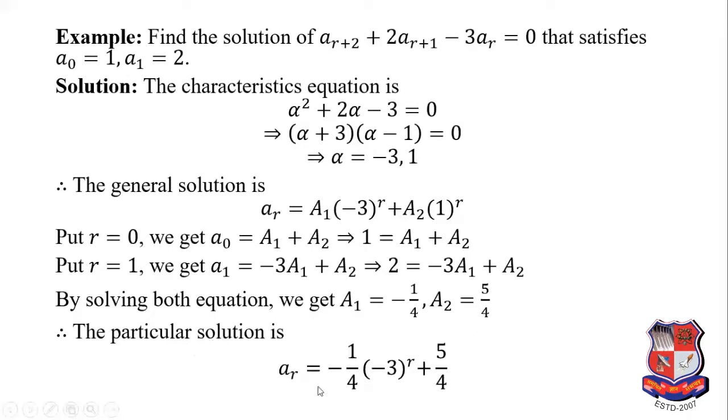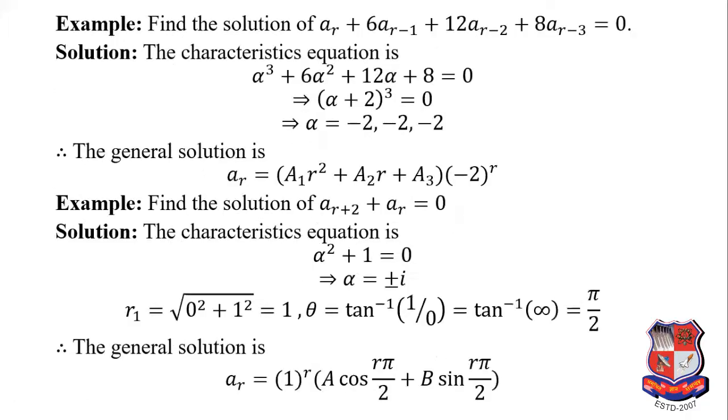Therefore, the particular solution will be a_r equal to minus 1 by 4 times minus 3 raised to r plus 5 by 4 times 1 raised to r. So ultimately it's nothing but 1. Next example, find the solution of a_r plus 6 a_(r-1) plus 12 a_(r-2) plus 8 a_(r-3) equal to 0.